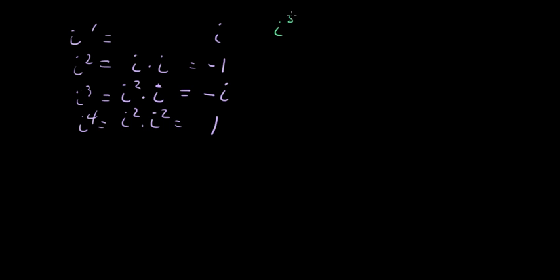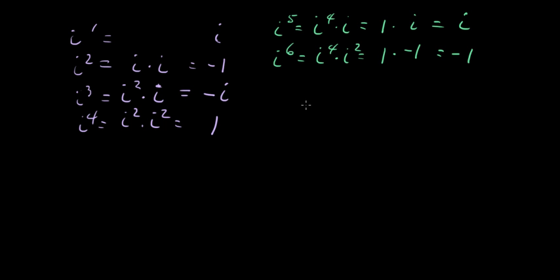Now let's try something a little bit different here. Let's try i to the 5th. Well, that's equal to i to the 4th times i, isn't it? So i to the 4th is 1 times i equals i. What's i to the 6th power? Well, that's i to the 4th times i to the 2nd. i to the 4th is 1, i to the 2nd is negative 1. What's 1 times a negative 1? Negative 1. i to the 7th is i to the 4th times i to the 3rd. i to the 4th is 1, i to the 3rd is negative i. So 1 times negative i is negative i. i to the 8th is i to the 4th times i to the 4th.